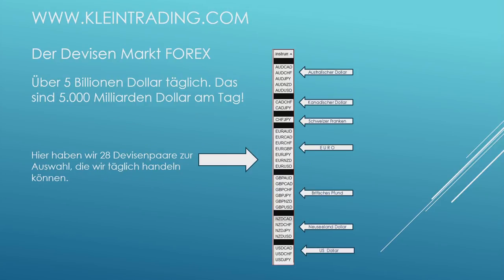About liquid markets. The Forex market is the biggest market in the world. Over $5 billion on a daily basis. We can choose 28 Forex pairs that we can trade. This is the Australian dollar, the Canadian dollar, the Swiss franc, the euro, the British pound, the New Zealand dollar, the US dollar, and of course the Japanese yen.